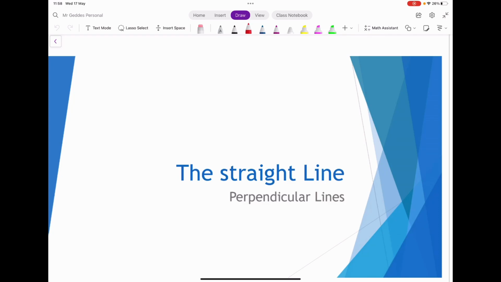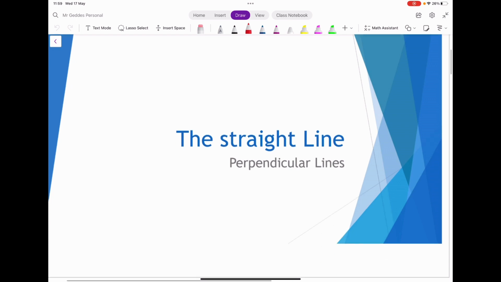Okay, this is the lesson on perpendicular lines. This is quite an important one because this little short, brief skill comes up in many different places in higher maths. So it's an important one to get right. We're going to talk about how two lines can be perpendicular to each other and how we prove that and how we use that. So let's have a look down here.